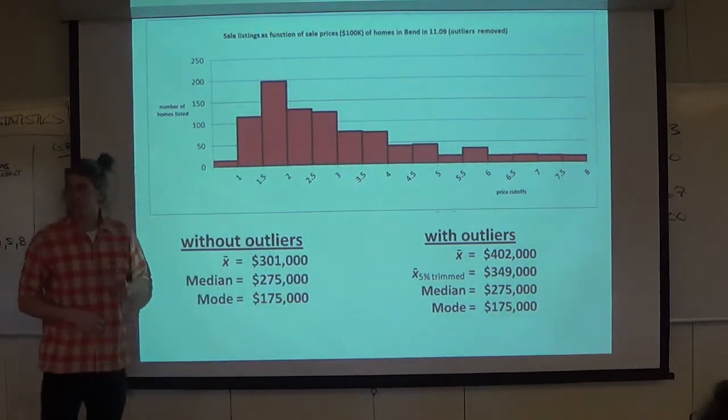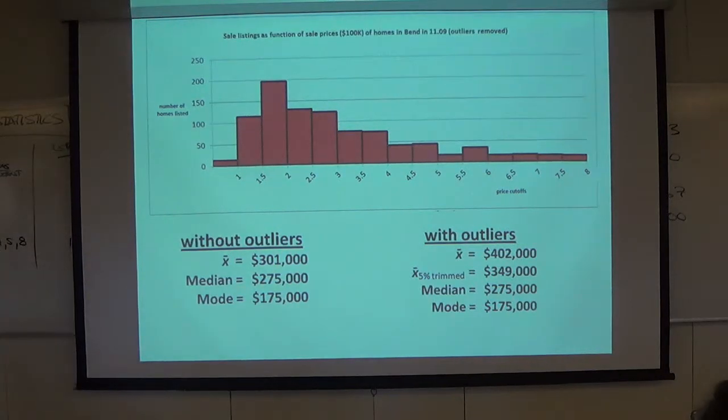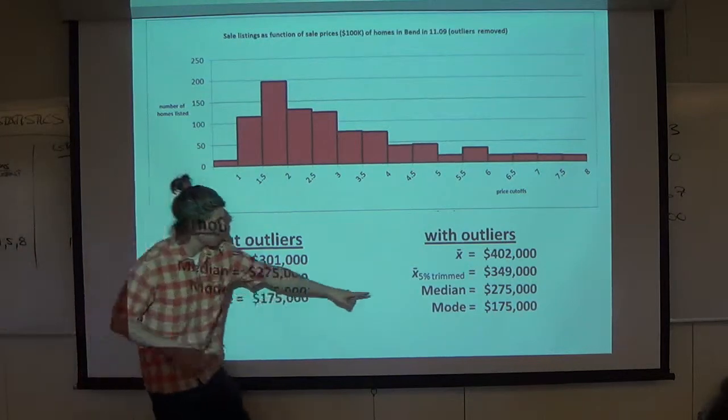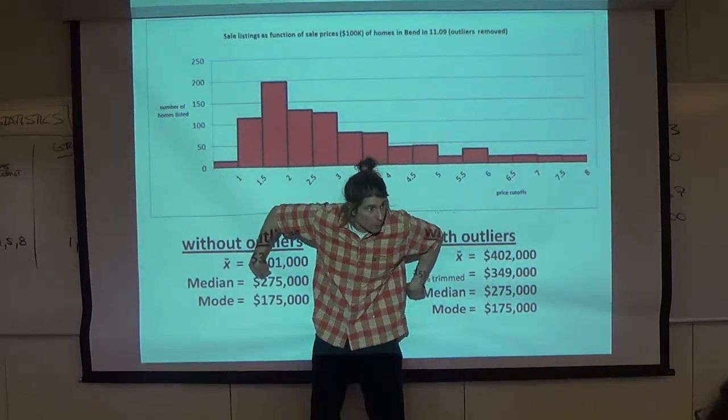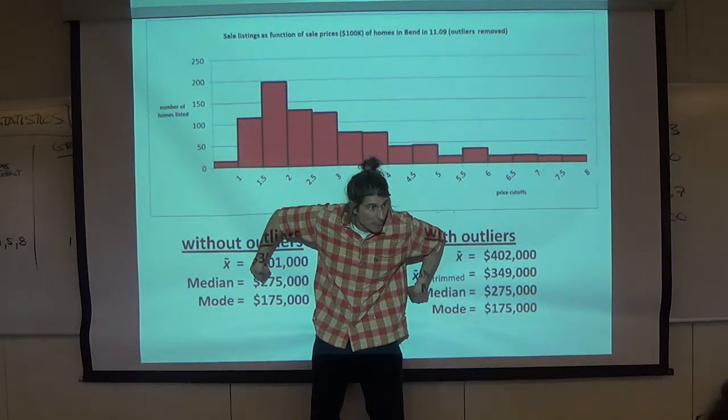What happens if I put the outliers back in? What happens to the statistics if I put the outliers back in? In other words, I put in the $1.4 million house, the $10 million house, the $20 million house. I put those back in. What happens to the statistics? Well, the median stays the same.